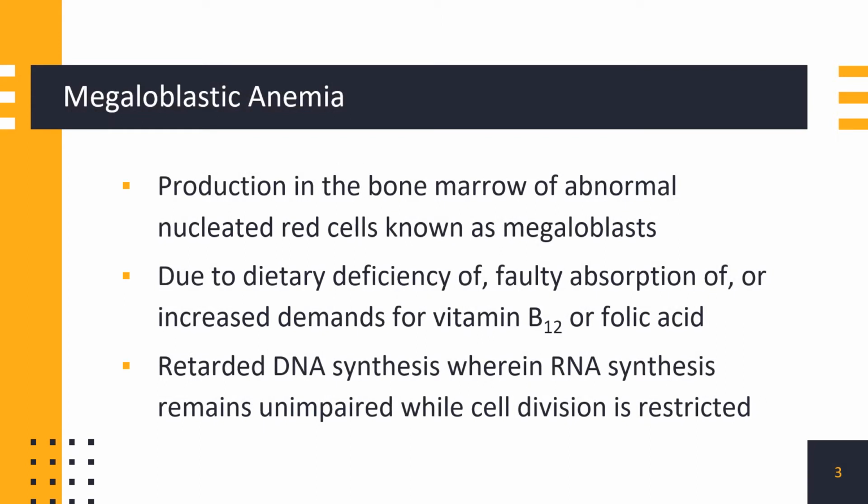I'm going to start with an anemia arising from a nutritional lack, and the most common one is megaloblastic anemia. In megaloblastic anemia, production in the bone marrow of abnormal nucleated red cells known as megaloblasts is characteristic. It is due to the dietary deficiency of, faulty absorption of, or increased demands for vitamin B12 or cyanocobalamin, or folic acid or vitamin B9.